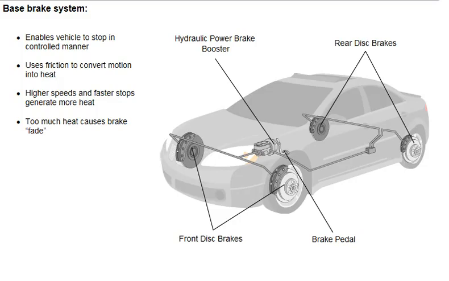Base brake systems enable a vehicle to stop in a controlled manner. These systems use friction to convert motion into heat. The heat generated is in proportion to a vehicle's speed and stopping rate. This means that higher speeds and faster stops generate more heat. When brakes get too hot, they will fade and lose a significant amount of their stopping ability.